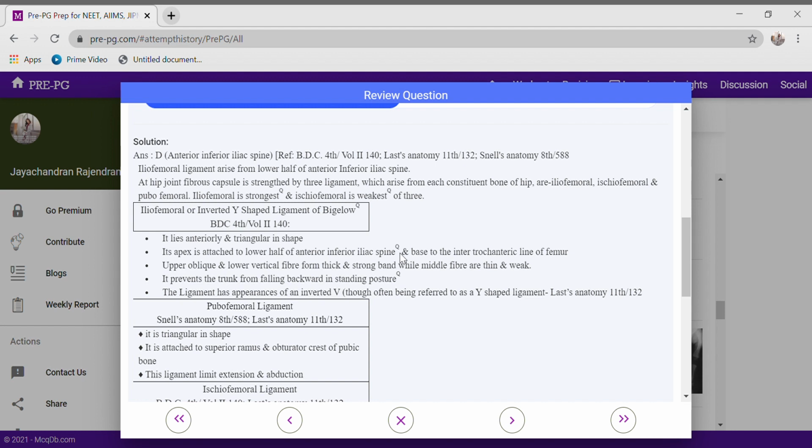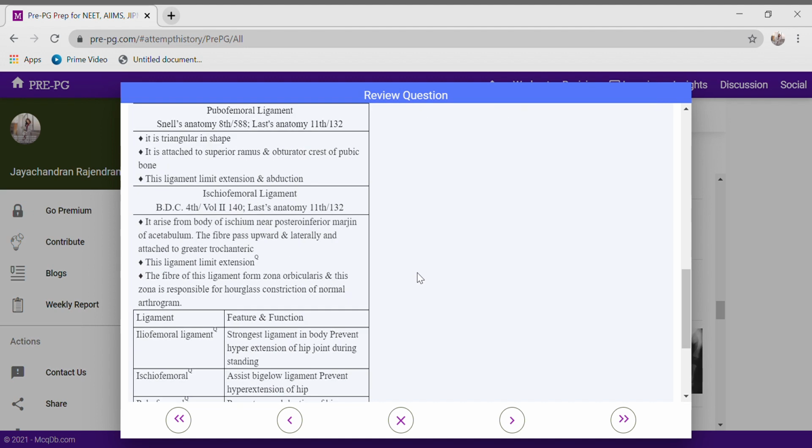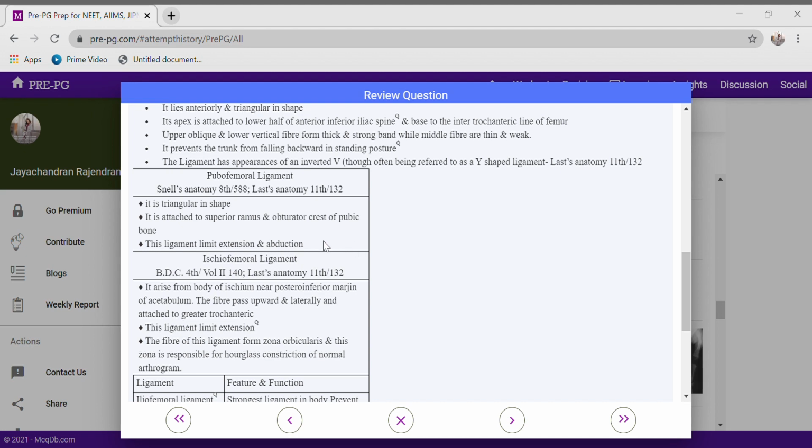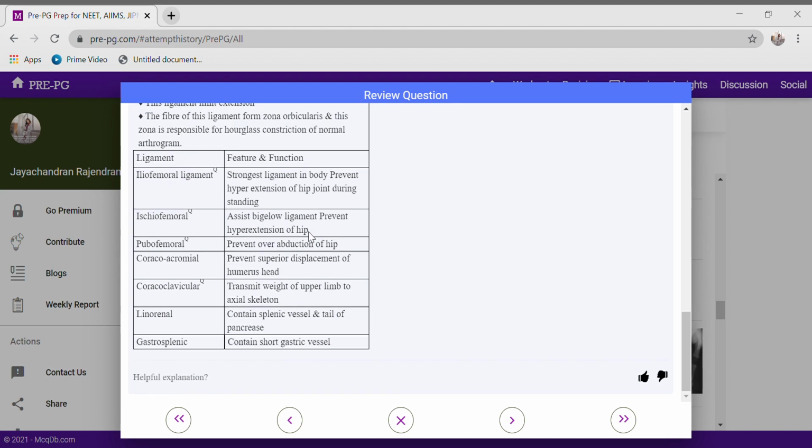This is a question. This is the strongest one. Ischiofemoral is the weakest one. So it prevents the trunk from falling backwards in standing posture. While a person is standing, he cannot fall back due to the presence of this ligament only. Which ligament? Iliofemoral. Strongest ligament.